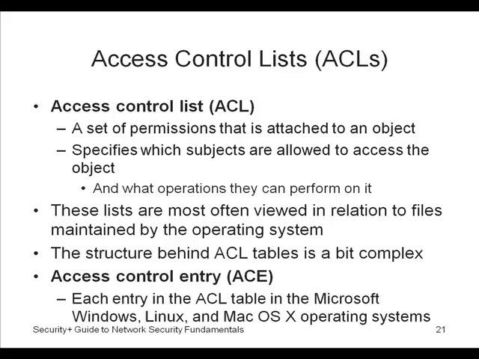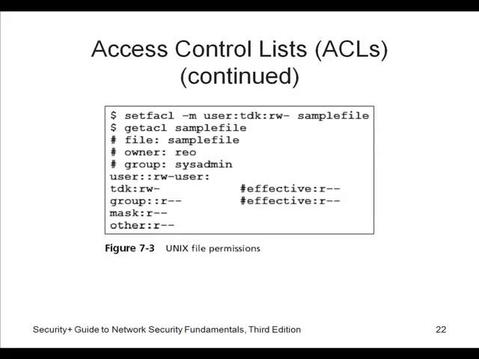The structure of the access control can be relatively complex. The access control entry is who actually goes on the access control list. Each of the operating systems looks a little different. Does this look familiar to you Linux guys? Group. They got group mask.